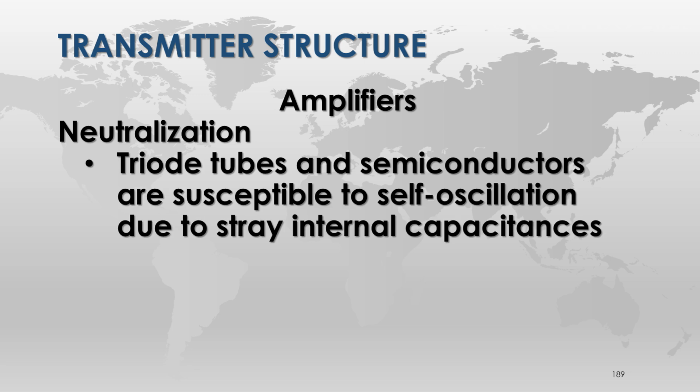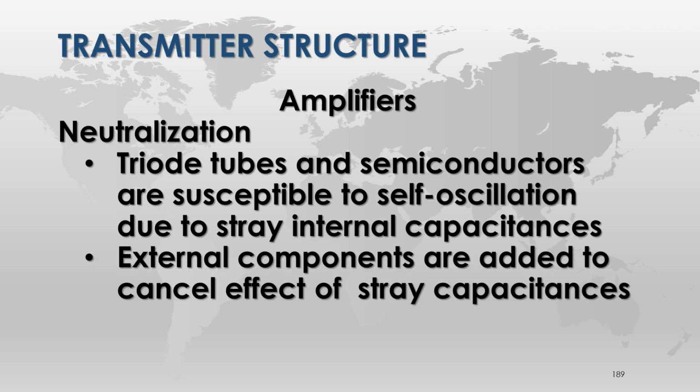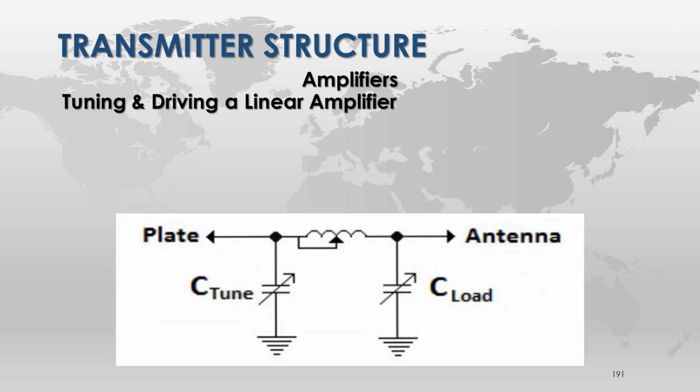Neutralization of amplifiers. Triode tubes and semiconductors are susceptible to self-oscillation due to stray internal capacitances. External components are added to cancel the effect of the stray capacitances. Tuning and driving. So look at what we got. What is that? What's that symbol? What kind of capacitor? Variable capacitor. And that is an inductor, a variable inductor. Okay.